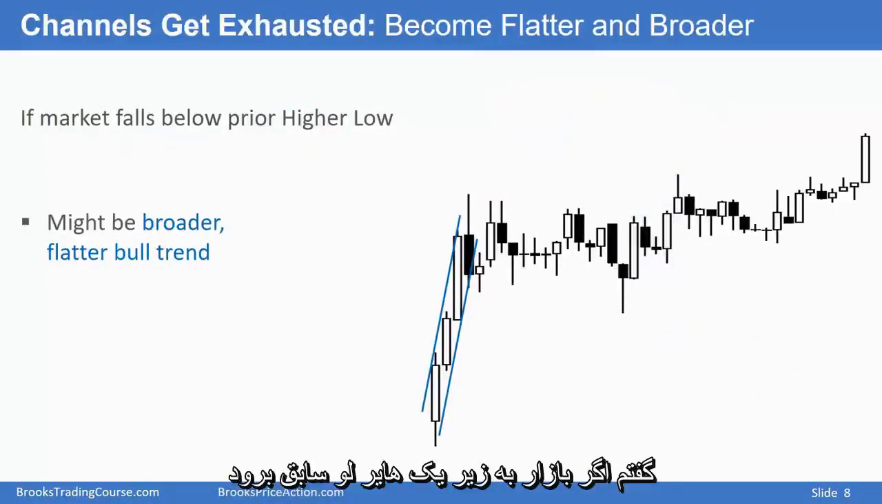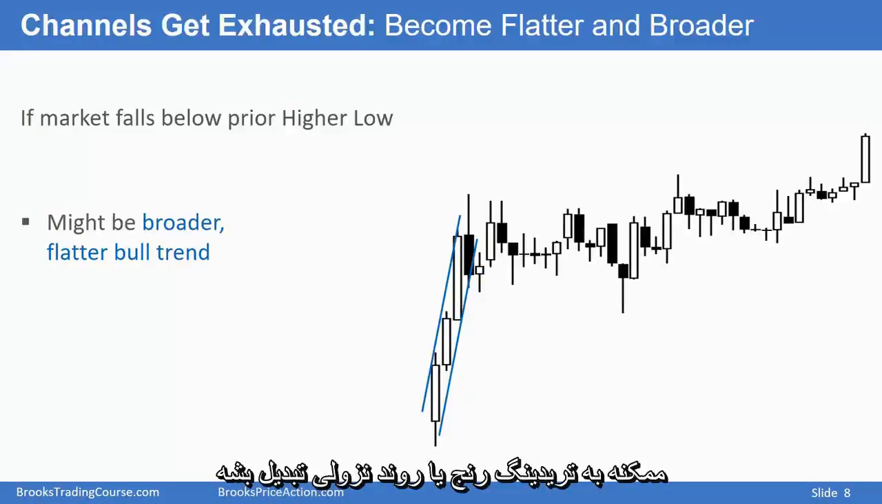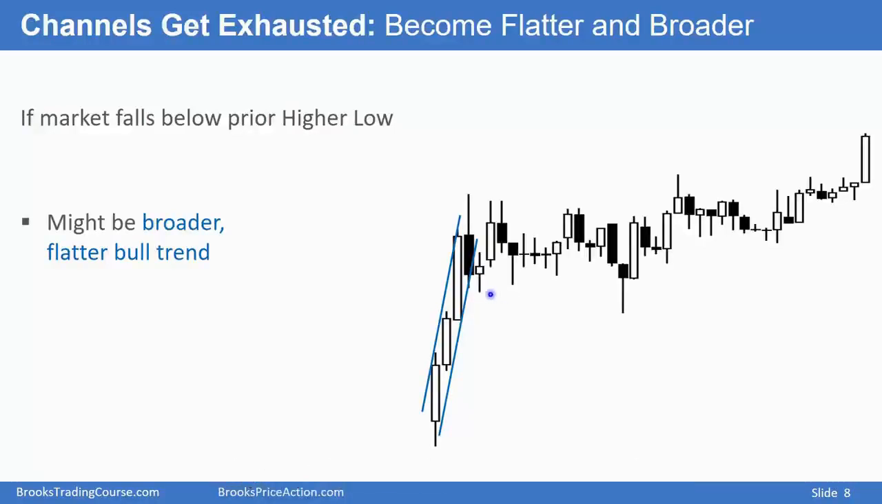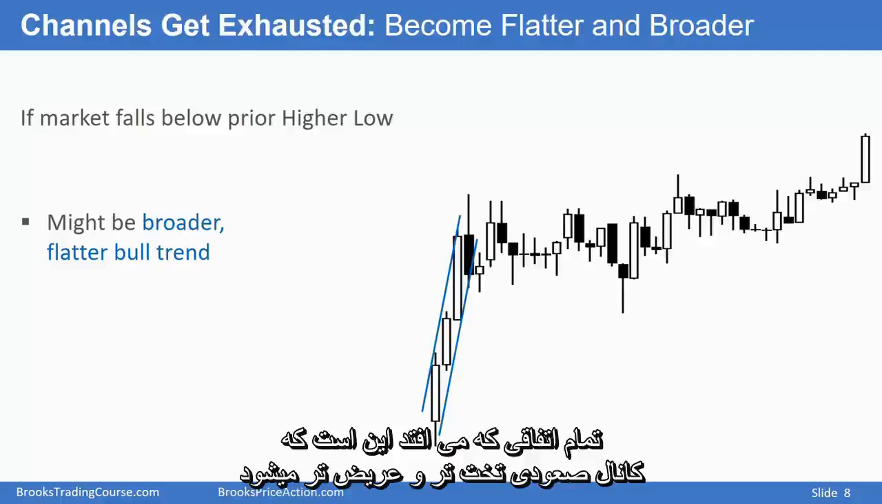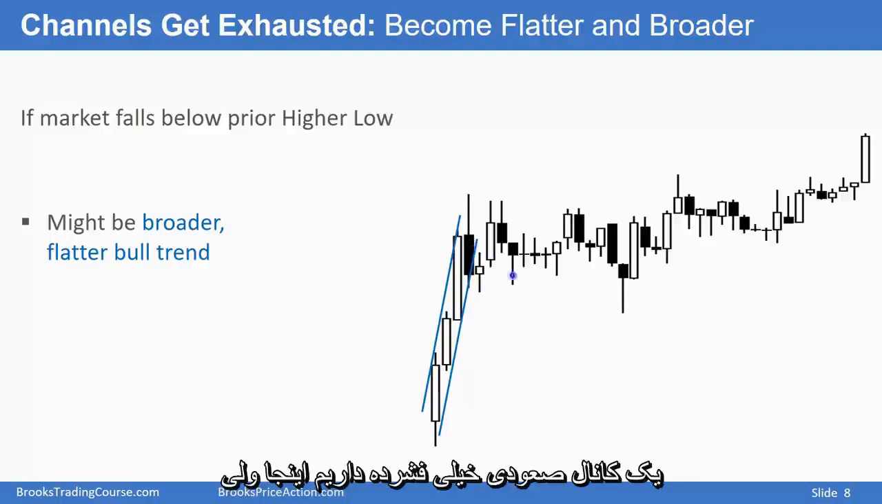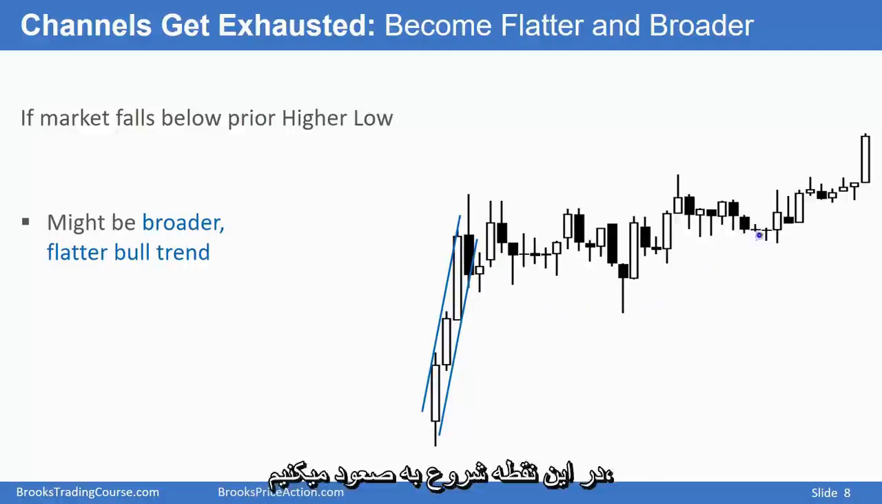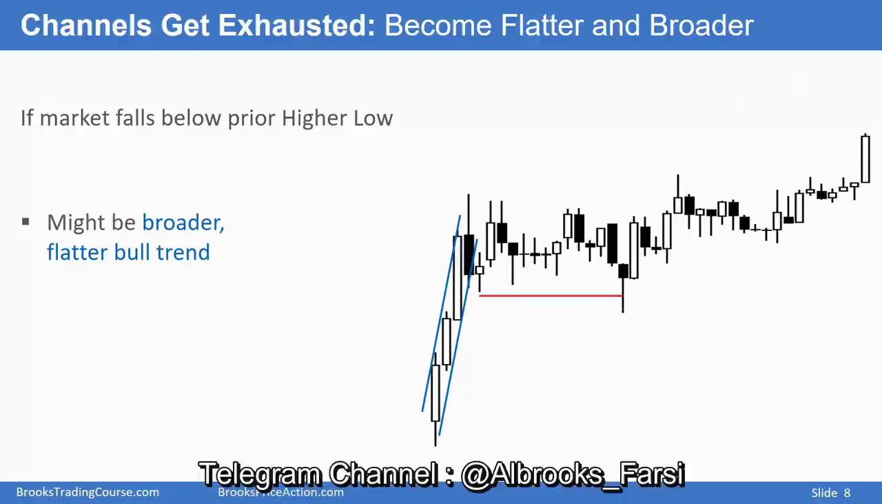I said that if the market falls below a prior higher low, it may be converting into a trading range or a bear trend. But if it falls below a minor higher low like this, all it's doing is converting into a flatter bull channel, a broader, flatter bull channel. We have a very tight bull channel here, but at this point we start going up. The channel now is broader and flatter. This is what I mean.